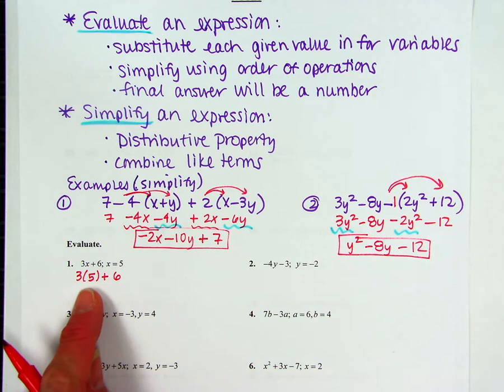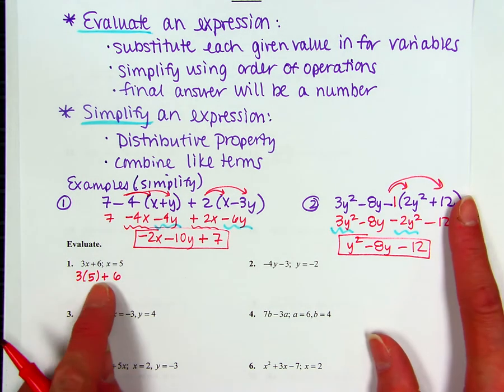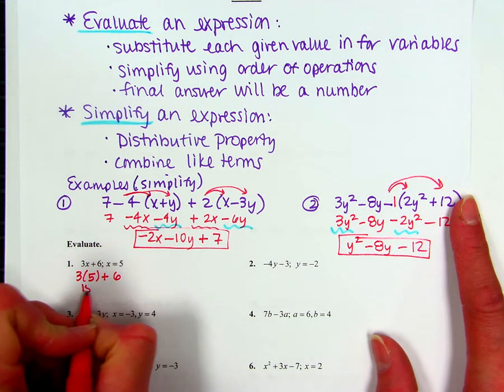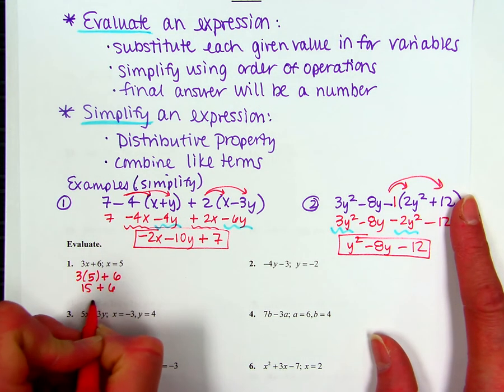Now you're going to do as much of it without a calculator as you can. So we know we're going to do multiplication before we add. So we're going to do 15 plus 6. And 15 plus 6 gives us 21.